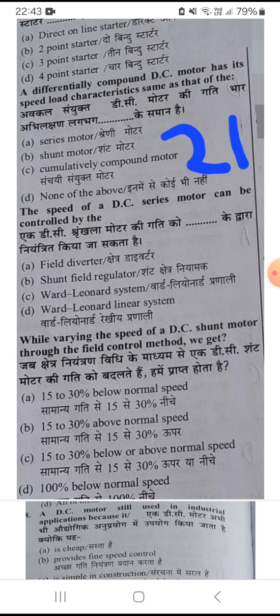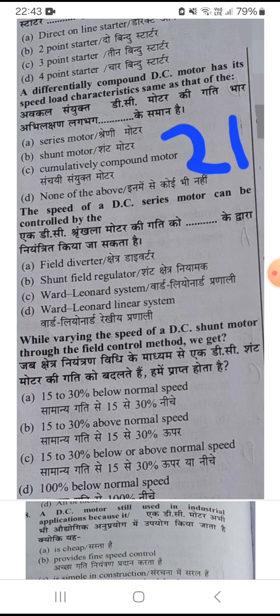The speed of a DC series motor can be controlled by option A, field diverter. While varying the speed of a DC shunt motor through the field control method, we get option B, 15 to 30% above normal speed. Option B is the right answer.